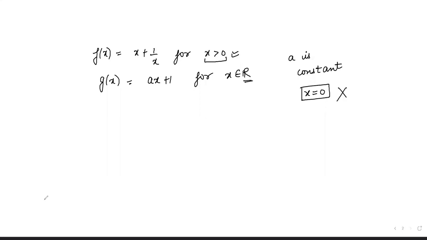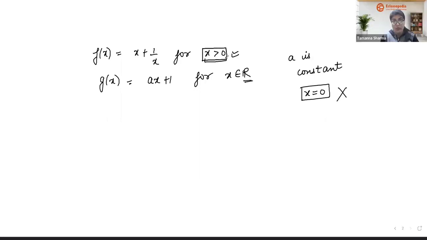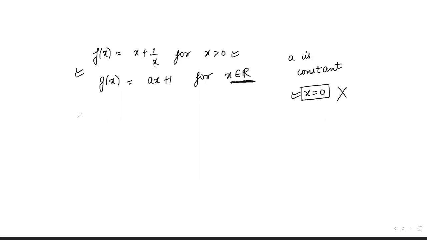I'm asking whether this step is clear. Why have you been given this restriction? Yes, x can't be 0, because if x is 0, then 1 by 0 is not defined. So that's why you have been given the restriction. But in this one, x can be any real number. It means it can be negative, zero, and positive. So the first part is done.